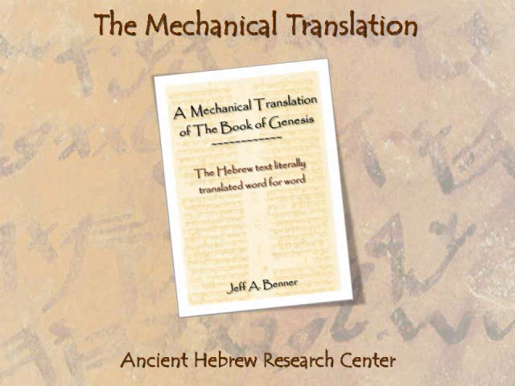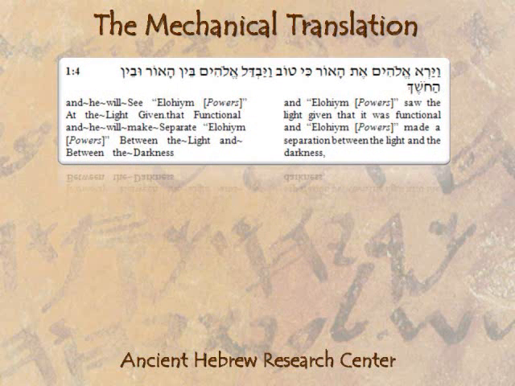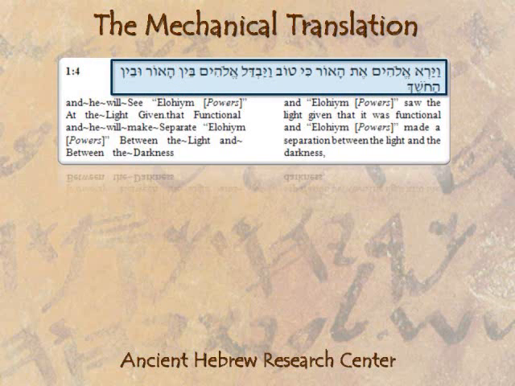The following is a demonstration of the mechanical translation of the book of Genesis, as well as a step-by-step guide on how to use the book. We're going to take a look at Genesis chapter 1 verse 4, and this is an excerpt from the book for that verse. In the upper left corner you'll see the verse number, and then to the right of that is the Hebrew text for that verse.